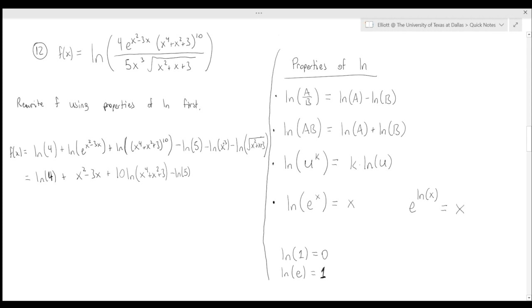Okay, over here, we can also bring the power out to the front and write it as minus 3 natural log of x. And then finally, for this last term, keeping in mind how a square root is raising everything to a 1/2 power, that means we can bring that 1/2 power out to the front, again using that third property. And then that just leaves us with x squared plus x plus 3 on the inside.